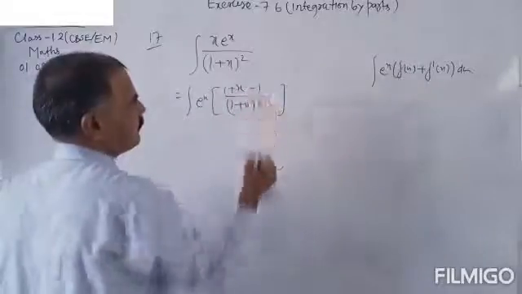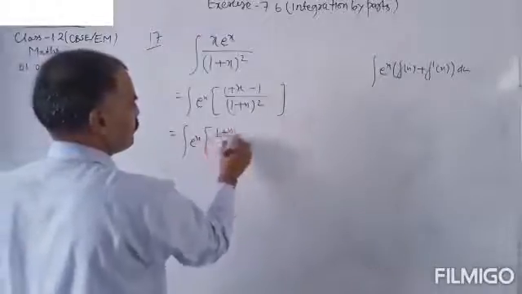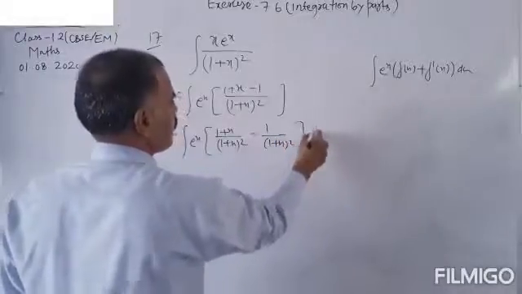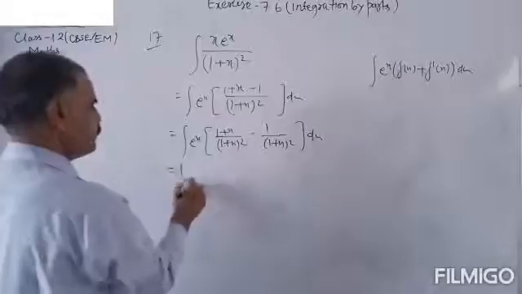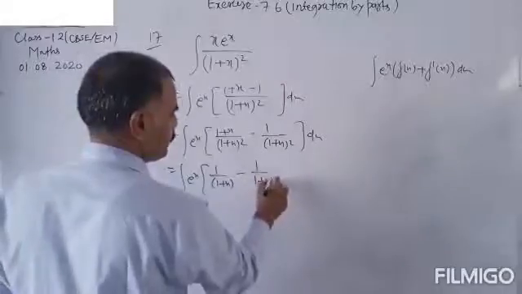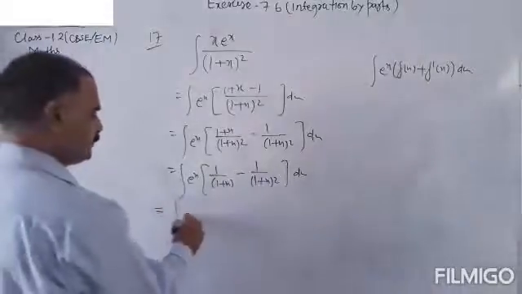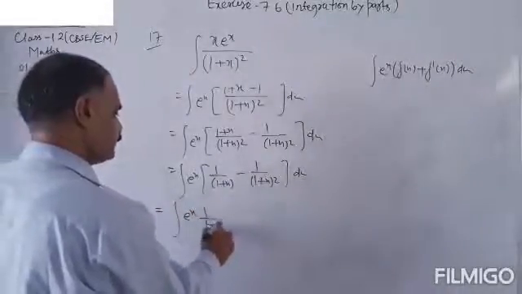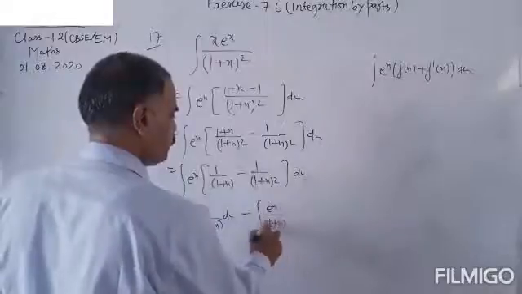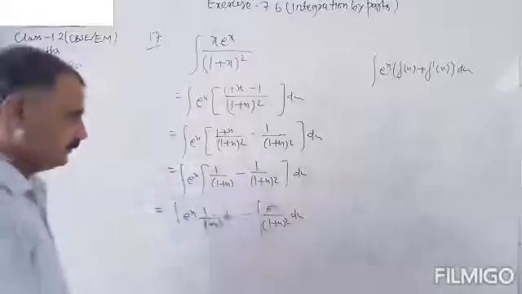Add 1 and subtract 1 also, so that this can be changed into 1 plus x upon 1 plus x whole square minus 1 upon 1 plus x whole square dx. So this is equal to e to the power x times 1 upon 1 plus x minus 1 upon 1 plus x whole square dx. Okay, now convert this integration into the integration of e to the power x upon 1 plus x dx minus e to the power x upon 1 plus x whole square dx. This is f(x) and this is f dash x.